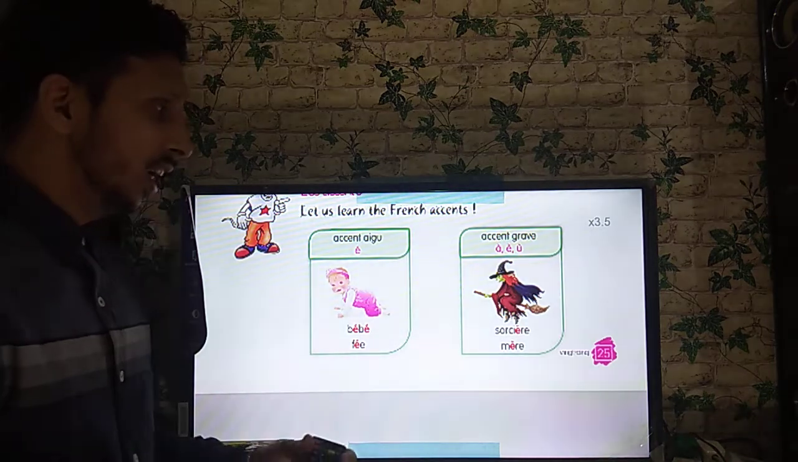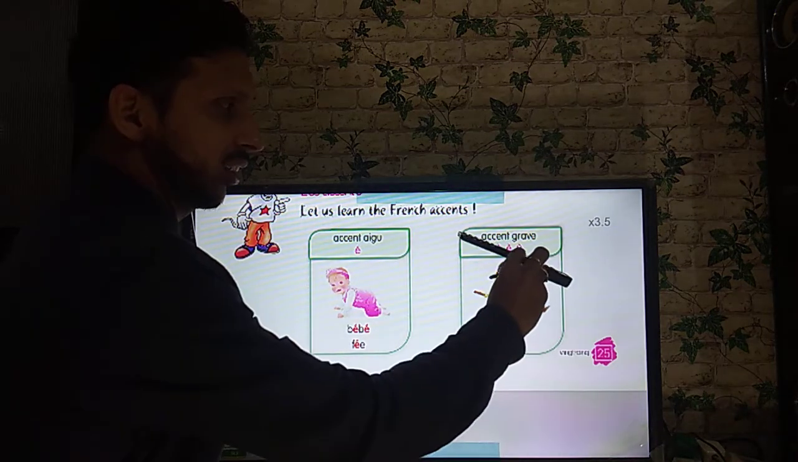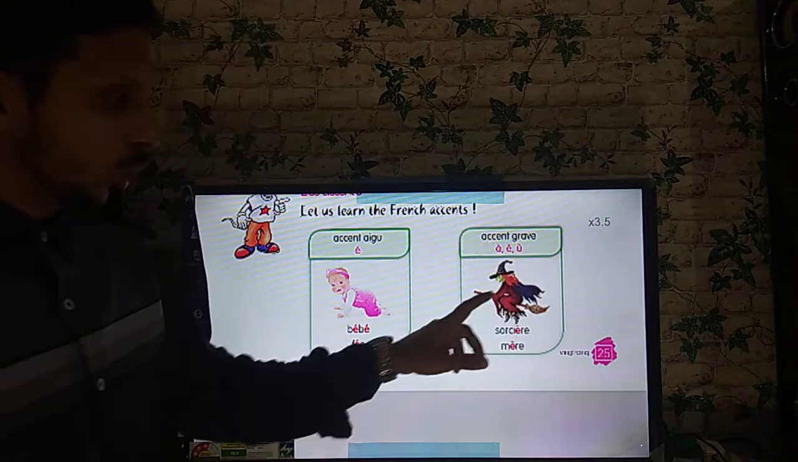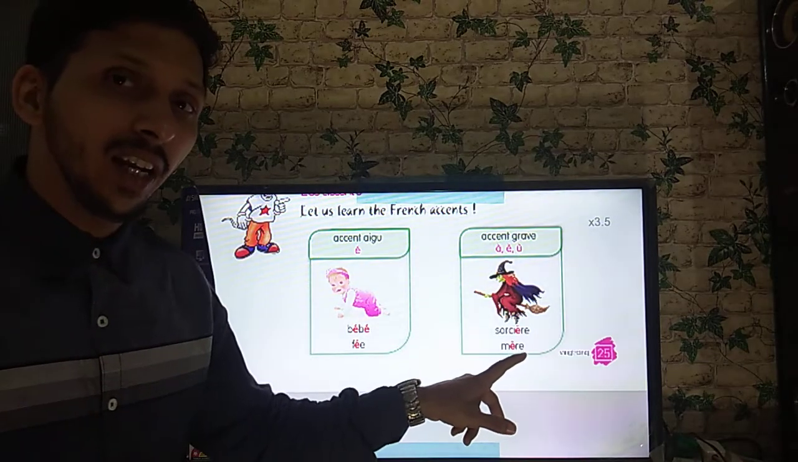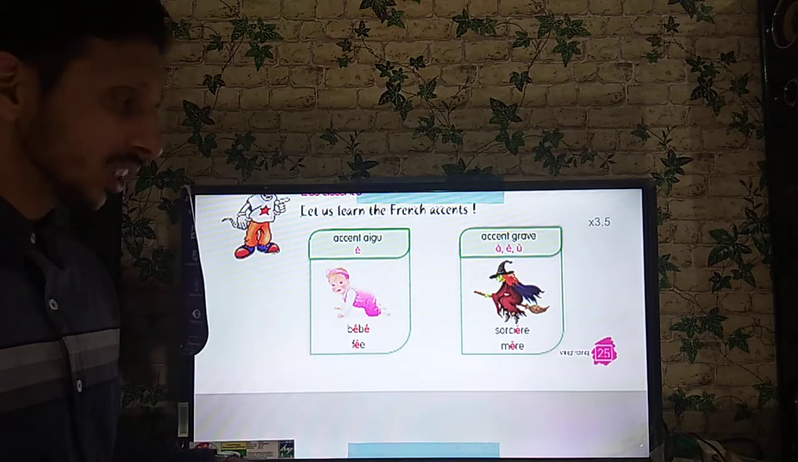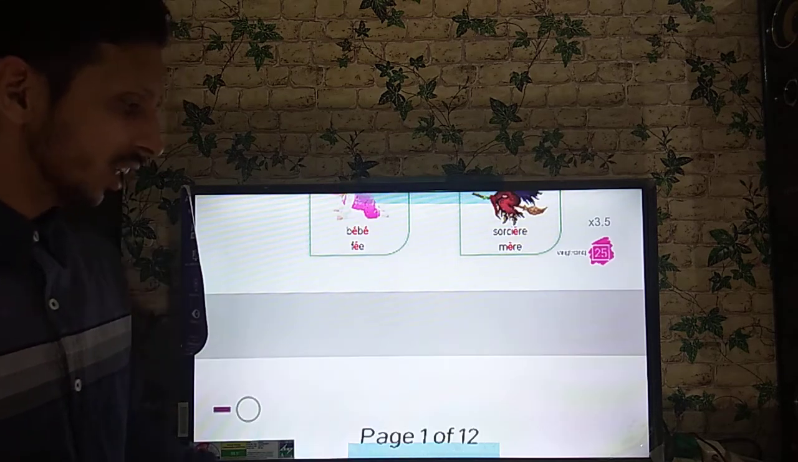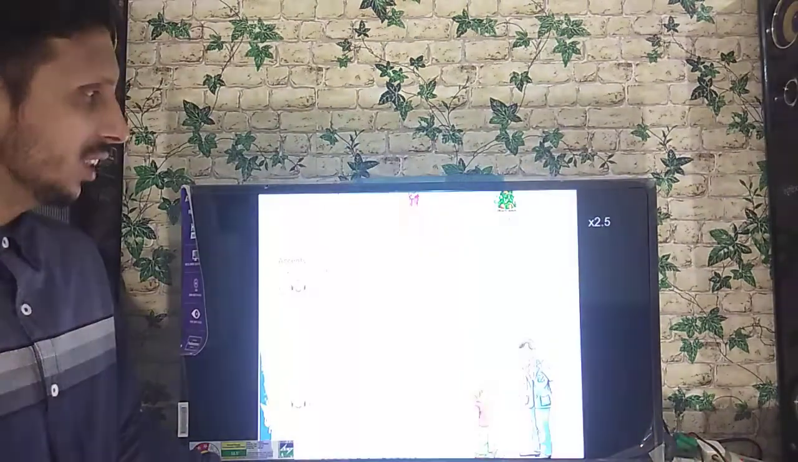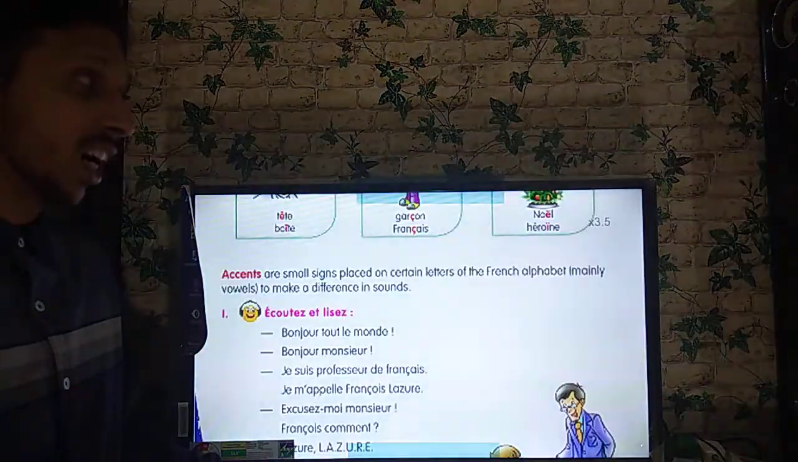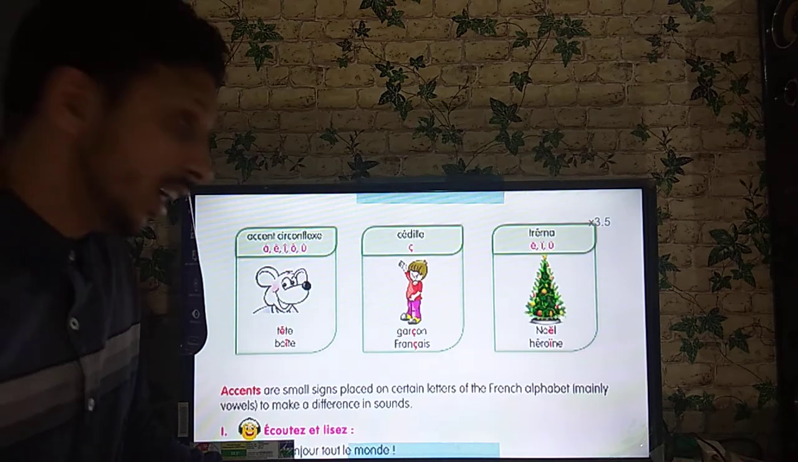On the other hand, if it flies like this, like this one here, mer means mother. Mer, it's not mere, it's mer. That's how we differentiate between these two accents. Moving on to the next page, I'm going to show you some more accents, which will give you more idea about how things work in foreign language French.